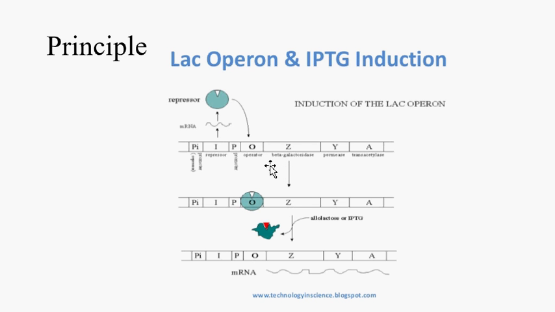First, I put GUS DNA downstream of the lac operon. In our system, we have a very strong repressor, so I cannot get any GUS RNA. Then I add IPTG, the inducer, to change the conformation of the repressor, and then I can get the GUS RNA.